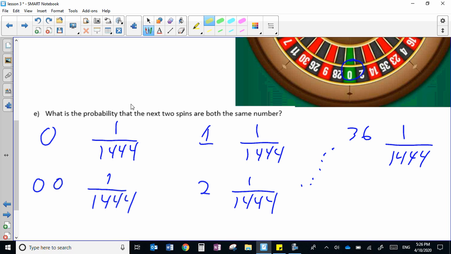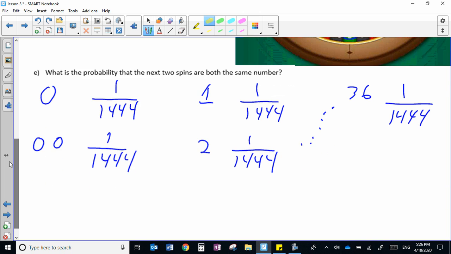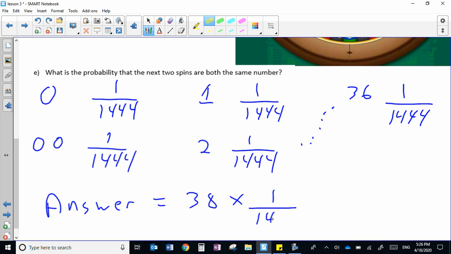Now we're happy with any of these cases. This is 38 cases, and we're happy with any of them coming up. So adding them all up would give us the answer. Now we don't actually need to add them up because they're all the same probability. We can just say that our final answer will be 38 times 1 out of 1,444, rather than taking 1 out of 1,444 and adding it up 38 times. We can do this instead. That actually ends up being 1 out of 38, which is about a 2.6% chance.